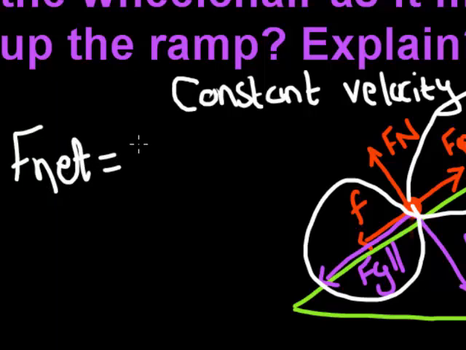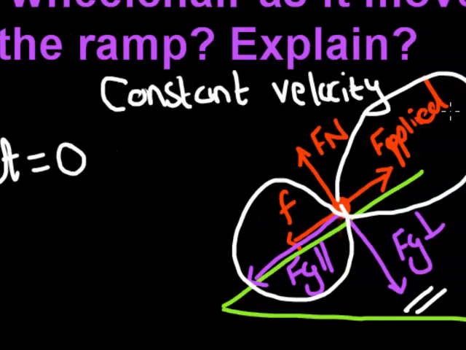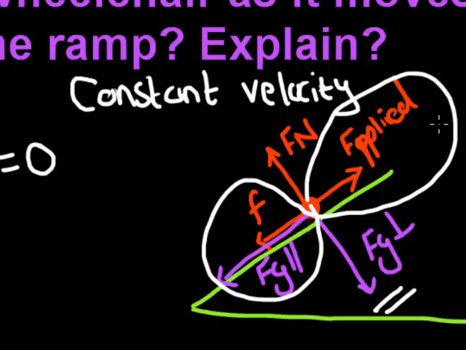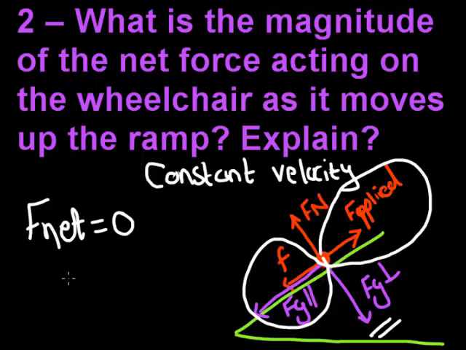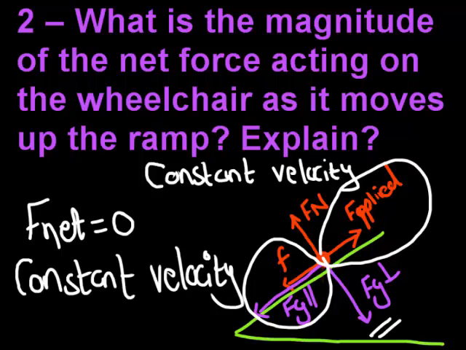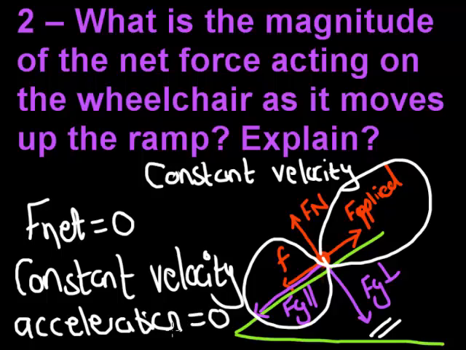Remember, net force means the overall effect, and if they're both equal, then there is no overall effect. They'll cancel each other out completely, and therefore F net is 0. And in order to explain, you'll say because it's traveling at a constant velocity. Do also take note that if something has an F net of 0 and a constant velocity, it will also mean that the acceleration of the object is 0. That means it's not going faster or slower.